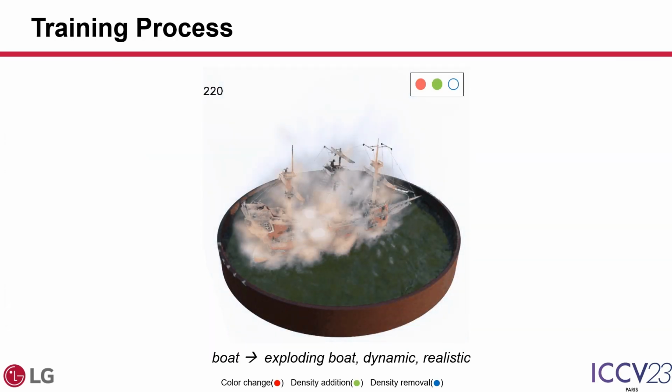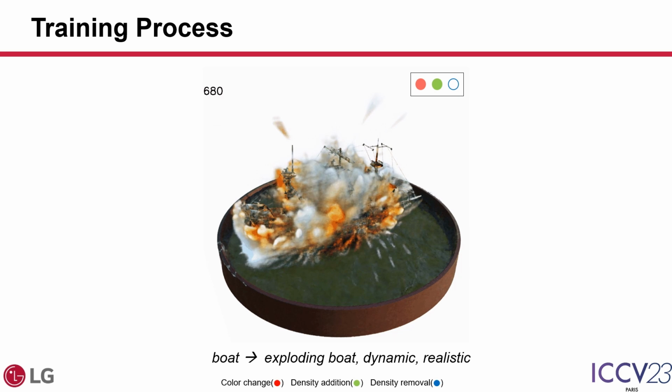Here is an example of a training process when given a source text, boat, and a target text, exploding boat, dynamic, realistic. Note that we use Instant NGP as a backbone for this example. Blending-NeRF quickly performed editing that fits the target text well.